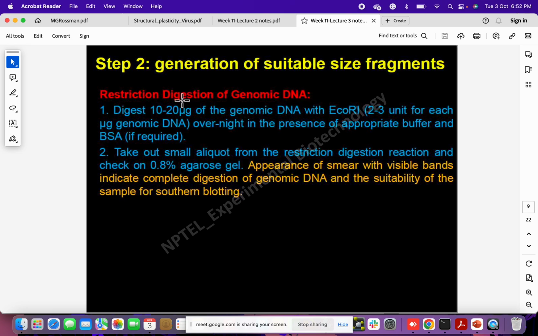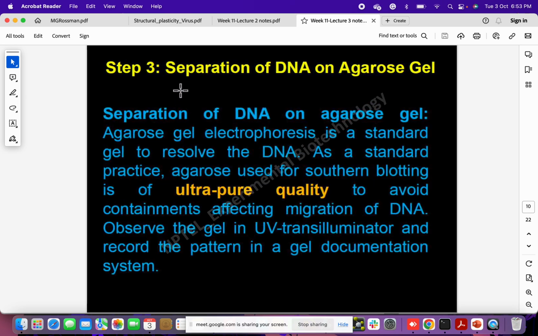Restriction digestion of genomic DNA. The protocol is to digest around 10 to 20 microgram of the genomic DNA with EcoR1, 2 to 3 units for each microgram, overnight in the presence of appropriate buffer. Take out a small aliquot from the restriction digestion reaction and check on 0.8% agarose gel. Appearance of a smear with visible bands indicates complete digestion of genomic DNA and the suitability of the sample for Southern blotting.